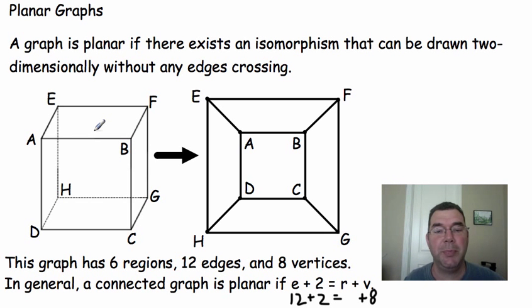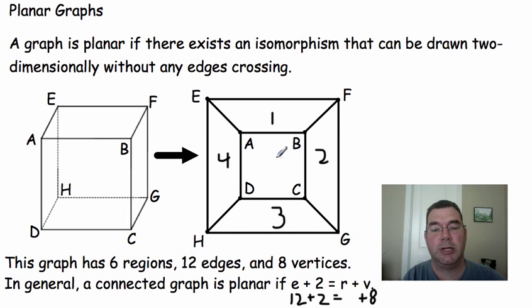But how do I get 6 regions out of this graph here when all I see is 1, 2, 3, 4, 5 enclosed areas? Well, the trick is you have to include the outside of the graph as a region. So the entire outside of the graph is also a region. That's our 6th region, and that's what makes Euler's rule for planar graphs work. And you'll always have to include that other region as the 6th region.